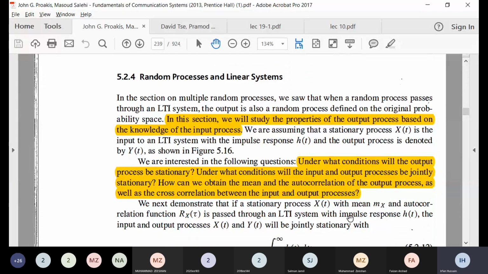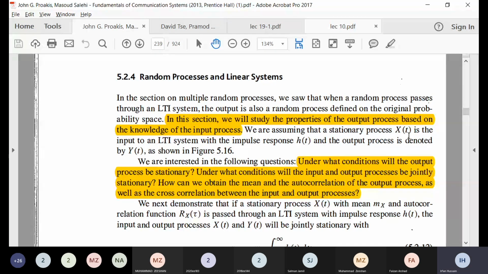Now we have seen random processes and multiple random processes, but now you want to relate these multiple random processes with respect to an LTI system. Yes, a random process passes through an LTI system, and the output is also a random process. But how can we relate the statistics of the two random processes?